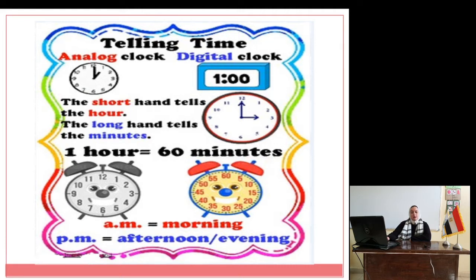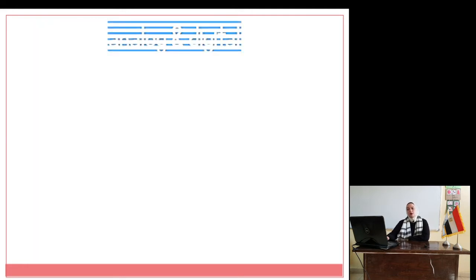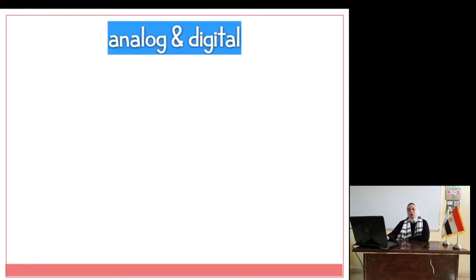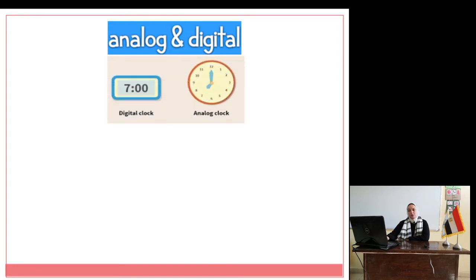Okay, the analog clock has two hands. The short hand tells us the hours, the long hand tells us the minutes. Remember that 1 hour equals 60 minutes, okay? And remember that AM means the morning, PM means afternoon or in the evening, okay? Now in the next page, here is a picture of the analog and digital clock, okay?